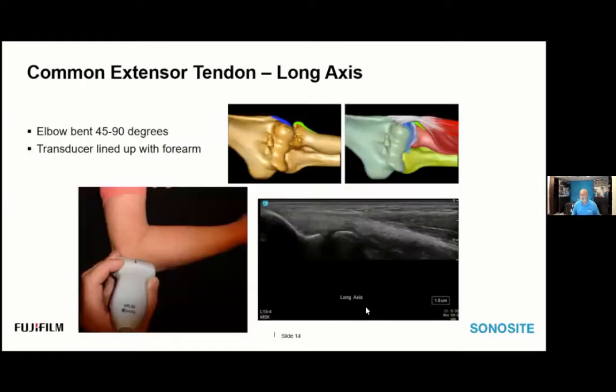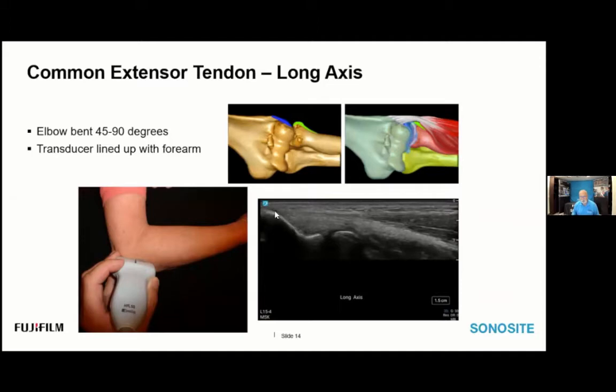With the elbow bent at 45 to 90 degrees, the transducer is lined up with the forearm. In the scan plane, we'll look for a sharp ski jump shape for the lateral epicondyle, as well as the squared off contour of the radial head. Now, cadaver studies have shown that the superficial 2/3 of the downslope of the lateral epicondyle accommodates the insertion of the common extensor tendon, while the deepest third of that downslope receives the fibers of the radial collateral ligament.